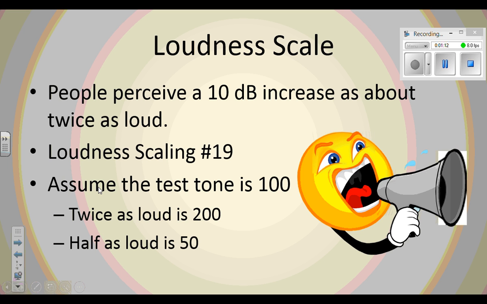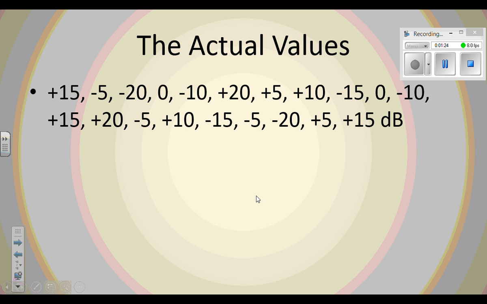Okay, so you listened to all those tones and hopefully you wrote down the numbers for twice as loud and half as loud, et cetera, for however loud that was. And here are the actual values. The first tone is 15 decibels louder, the second is minus 5 decibels, softer, et cetera. So you can just go through there and compare and see how it sounded to you versus what the actual values were. And there's not a right or wrong way here. What you hear is what you hear, and what you hear is dependent on how your ear is formed and the way your ear and your brain interact and the way your brain interprets. So there's not right or wrong here.